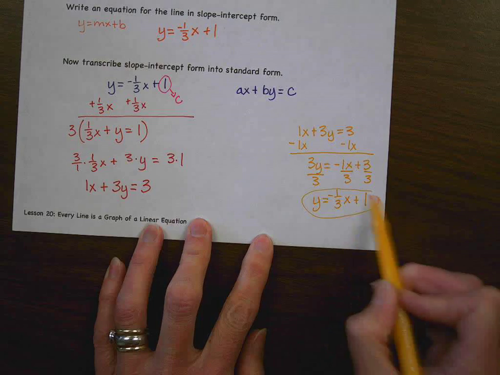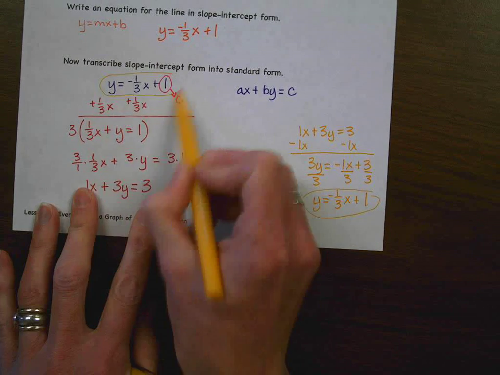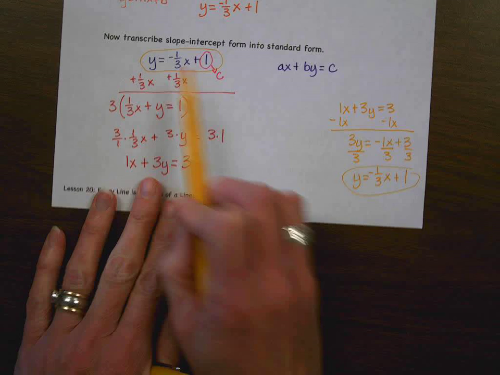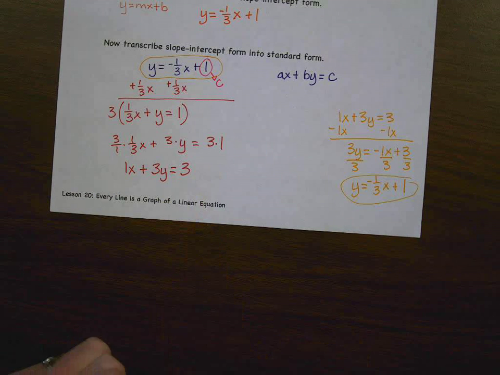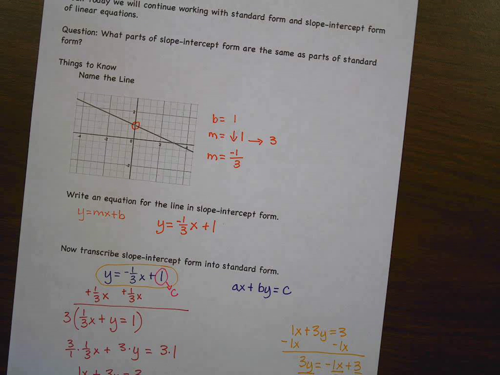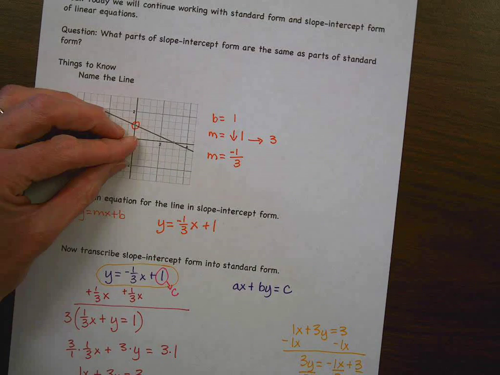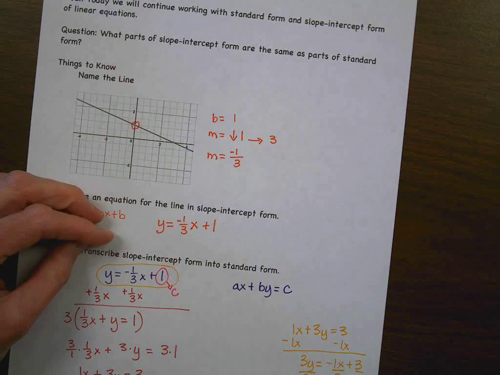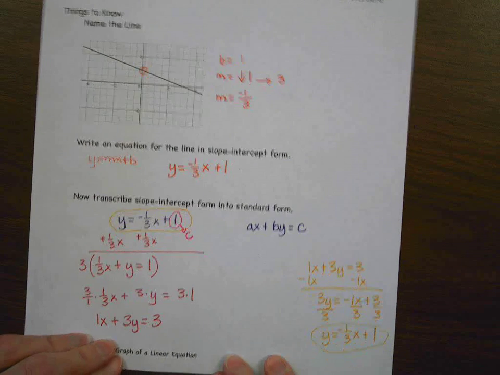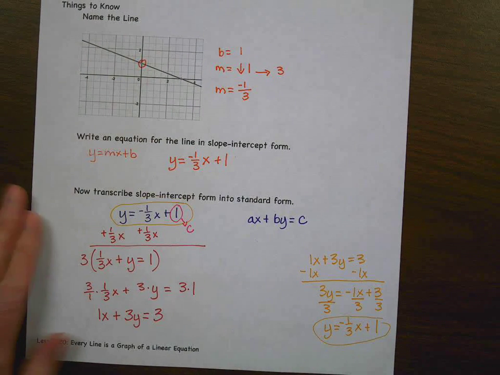And so now you have proven that this is the same as this. And so yes, this is standard form and this is slope-intercept form. You've just proven it. Okay? So that's really kind of cool. If you go back up to our goal, today we will continue working with standard form and slope-intercept form of linear equations. I now have taught you how to look at a graph and turn it into slope-intercept form, and then take slope-intercept form and turn it into standard form.